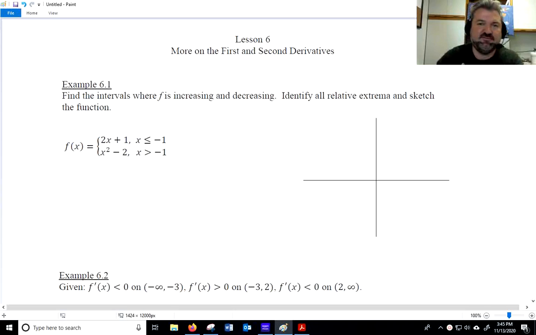This is Unit 5. It's all about applications of the derivative. And today we are in Lesson 6, which I'm simply titling More on the First and Second Derivatives. So I really want to explore some more different kinds of problems that we might encounter and different ways to think about the first and second derivative.